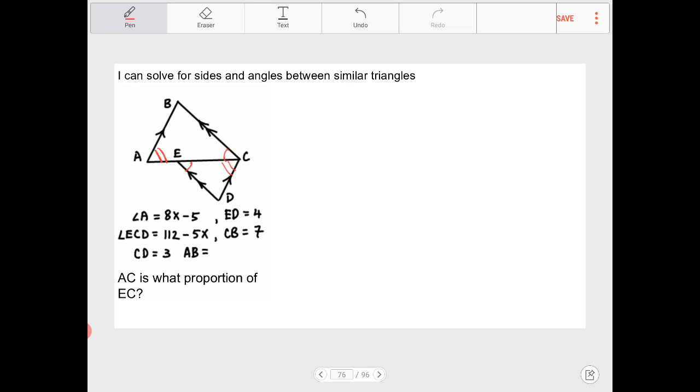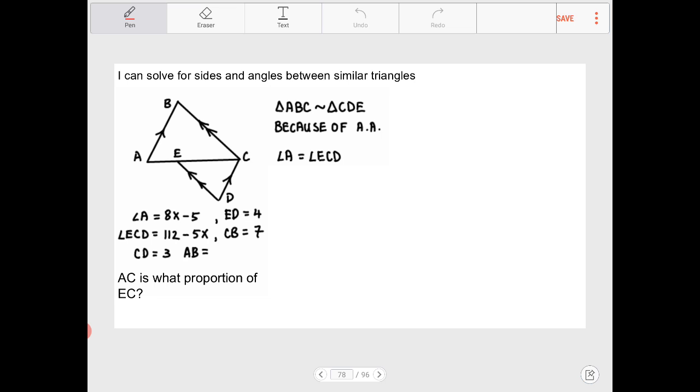So the smaller triangle and the bigger triangle are going to be similar because of, again, the angle-angle theorem. Our question here is to find out AC is what proportion of EC. In other words, how many times bigger or smaller are those two segments? In order to figure this out, let's find all the corresponding side lengths first. So I know that triangle ABC is going to be similar to triangle CDE, because of, again, the angle-angle theorem.